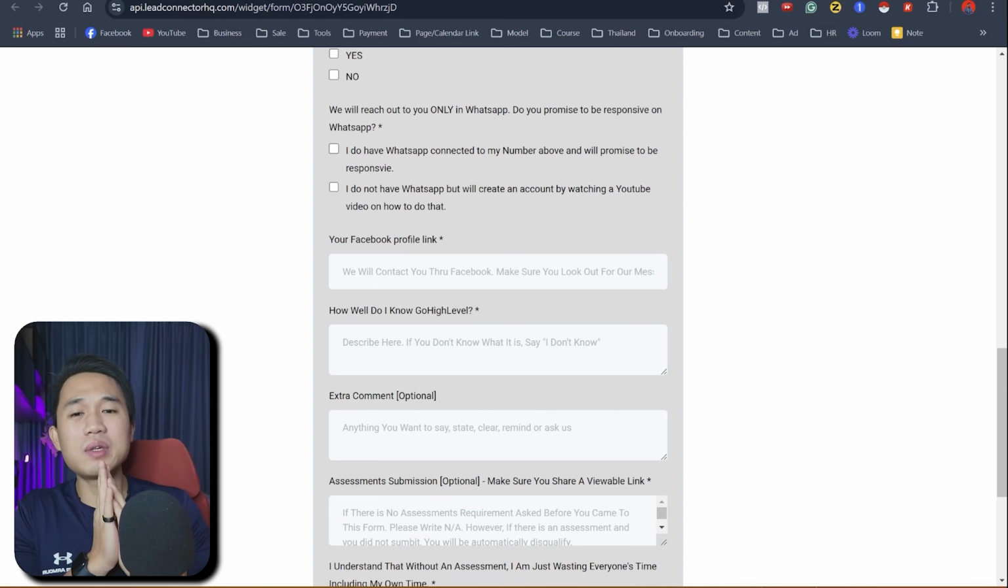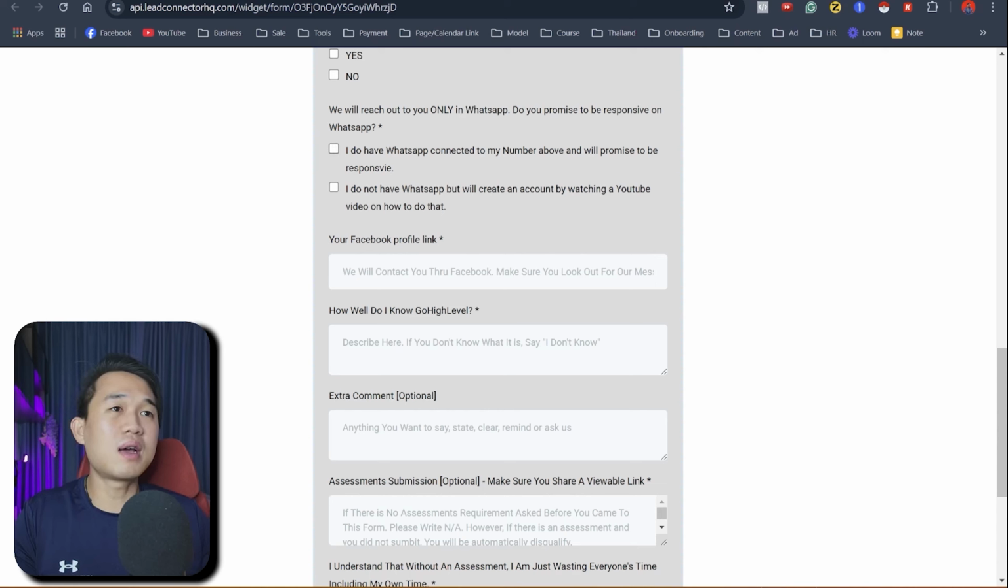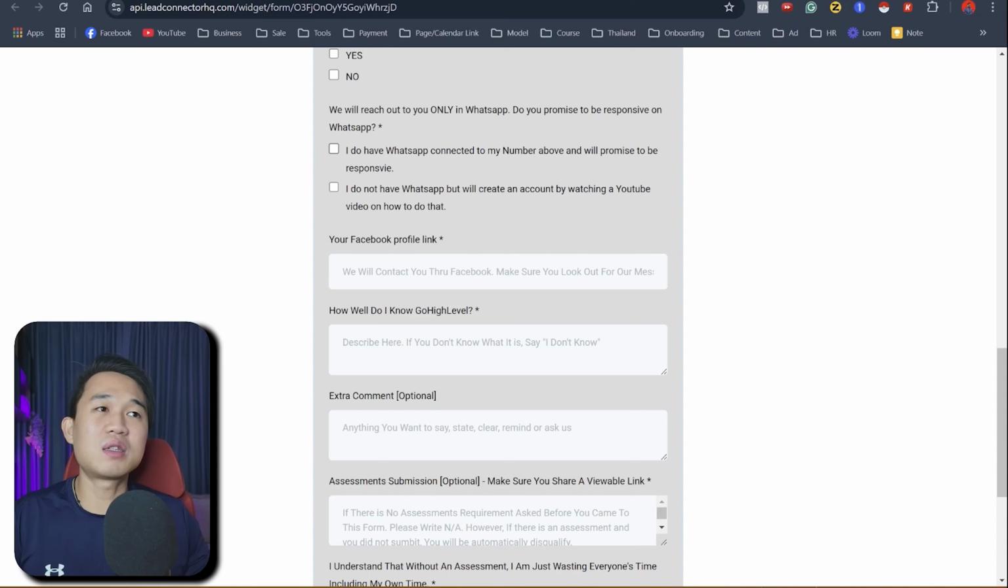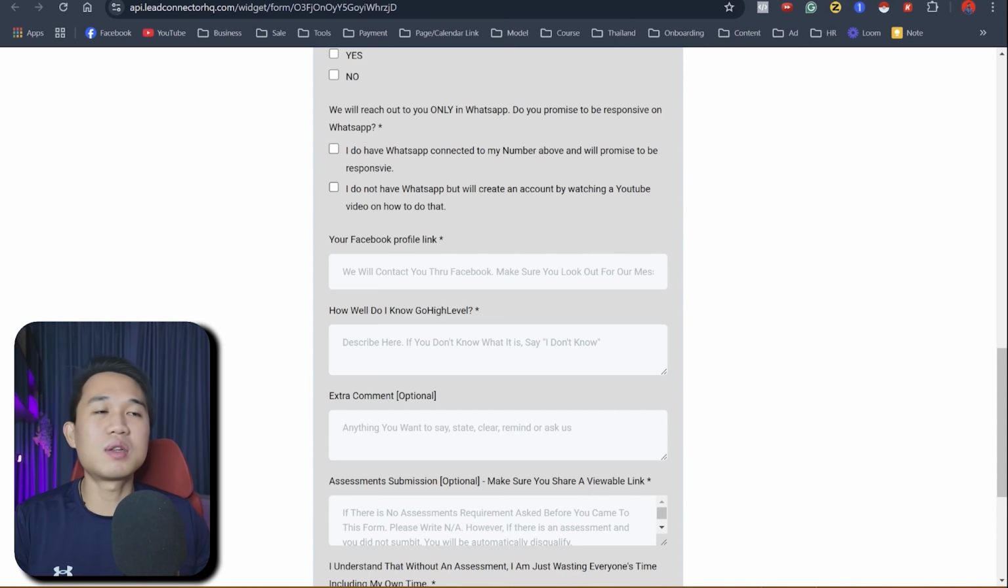We want to be clear with the candidate that we only reach out on one platform. Right now for us, it's WhatsApp. You don't have to. You can do Discord or Facebook or whatever, or email. But what I say is, do you have WhatsApp connected to the number above and promise to be responsive on WhatsApp? So they have to click yes to it, right? And if they do not have WhatsApp, they will learn how to create a WhatsApp account, right?